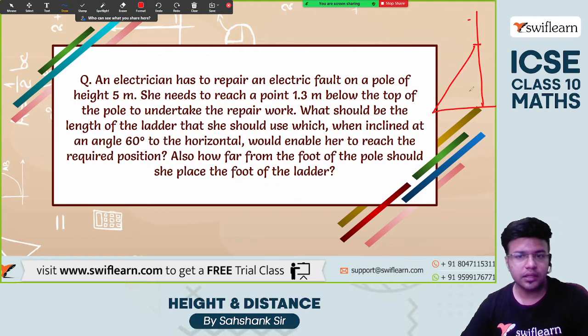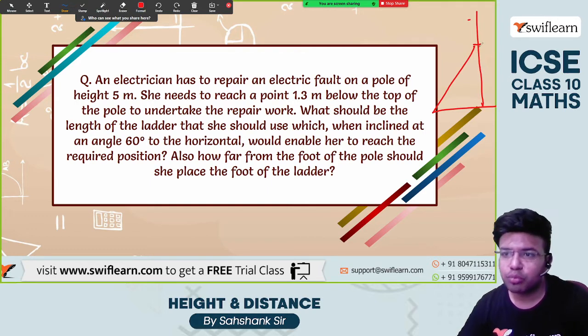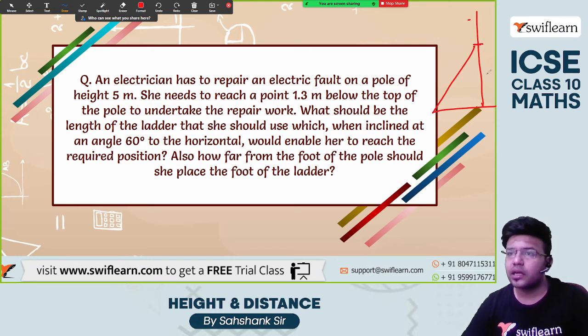Okay, yes. Now see this. The height of the tower is 5 meters. Out of the electrical pole, she needs to reach 1.3 meters below. So 5 minus 1.3 is 3.7. So this height is 3.7 and the angle should be 60 degrees. So what should be the length of the ladder and what distance it should be kept? This is what they are asking.